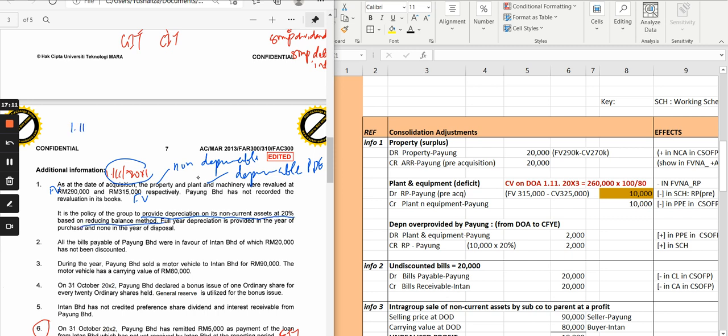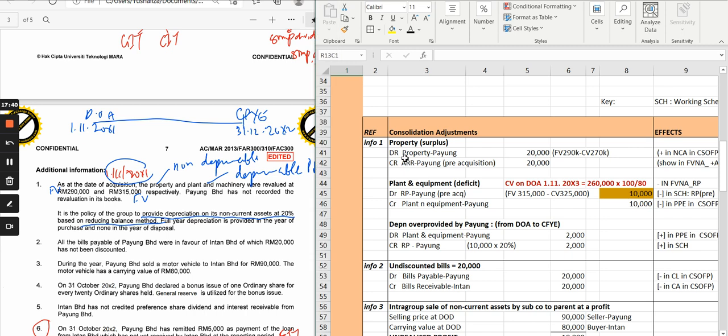So the date of acquisition versus the current financial year end, which is 20X2. That is exactly after a year that the revaluation took place. So you need to go and find out what is the surplus or deficit, and again what is any depreciation adjustment, if any. I've already done it here. You can check the workings here.